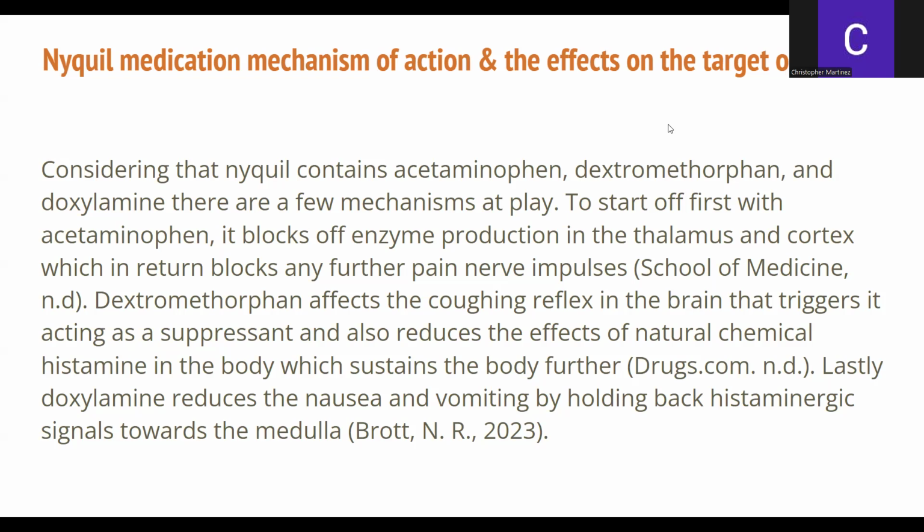Dextromethorphan affects the coughing reflex in the brain that triggers it, acting as a suppressant, and also reduces the effects of the natural chemical histamine in the body. Lastly, doxylamine reduces nausea and vomiting by holding back histaminergic signals towards the medulla.